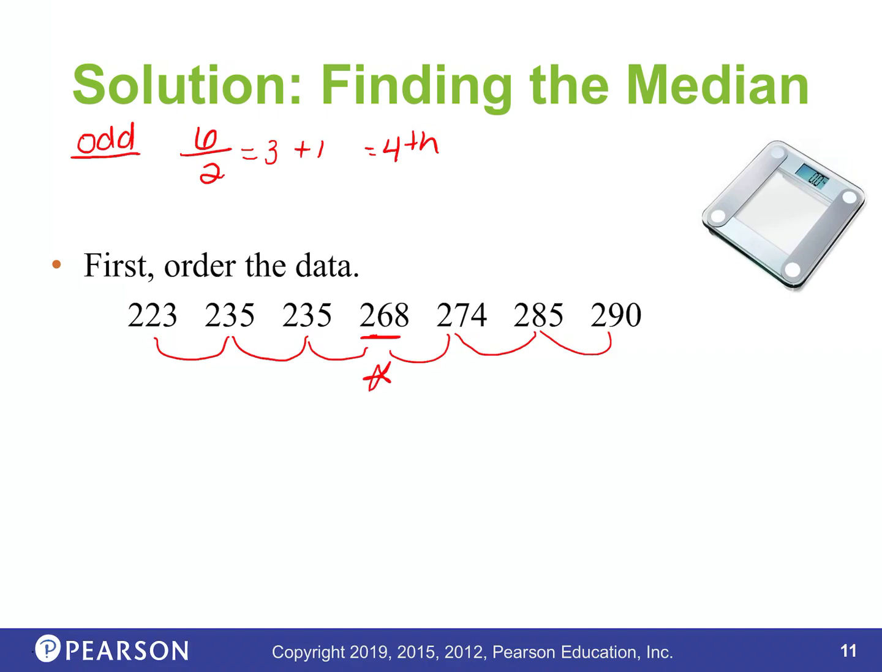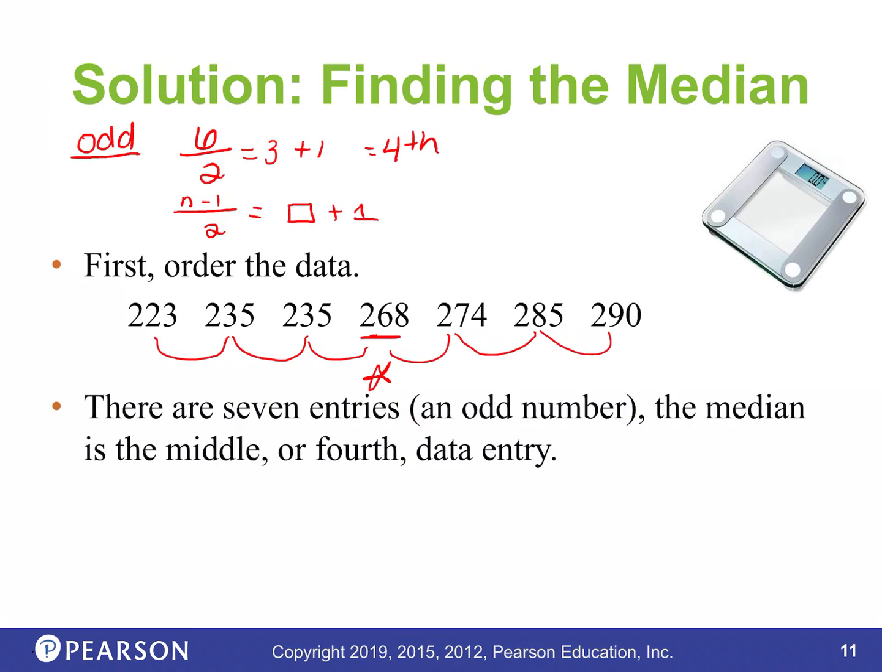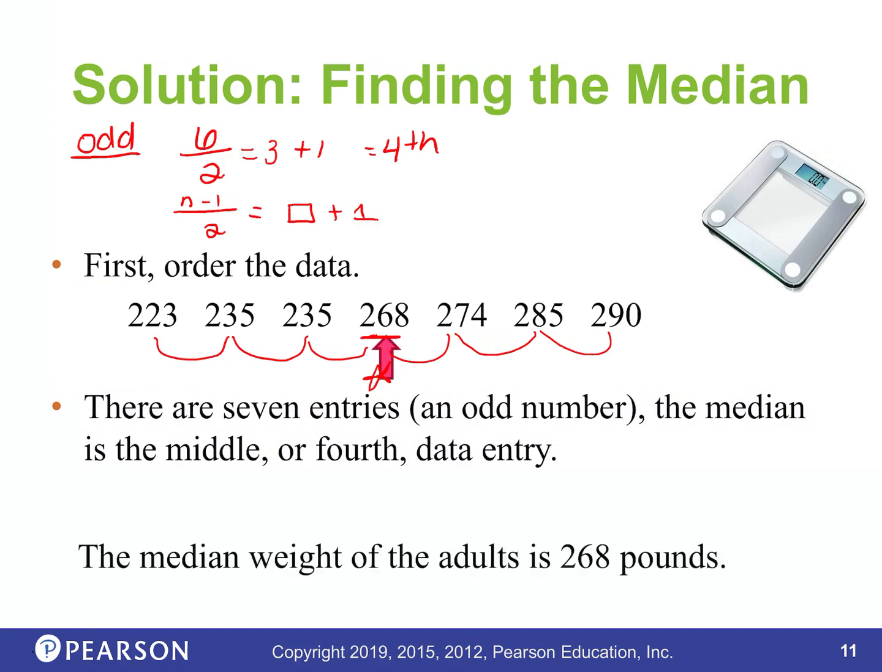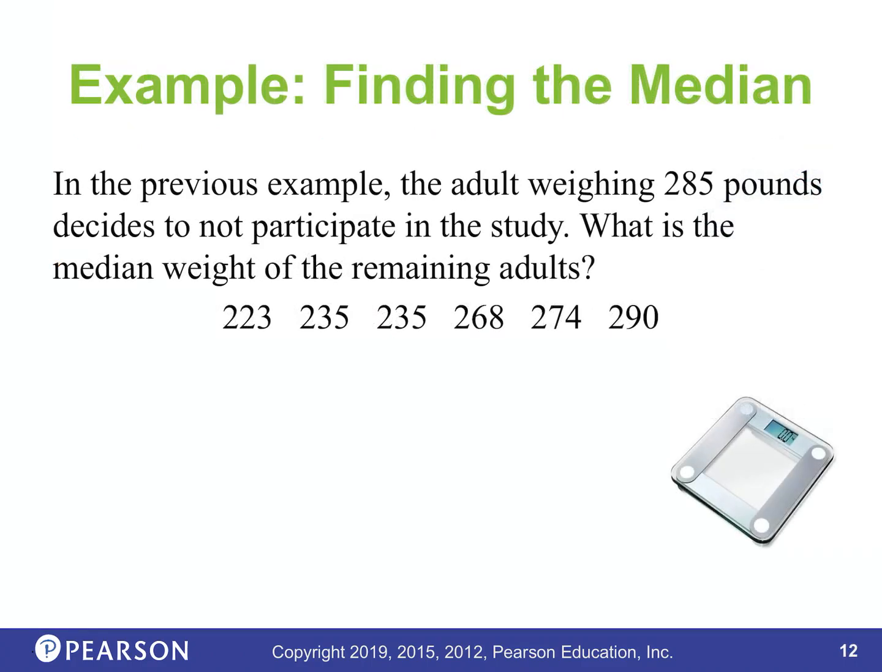So what I said above is, whatever your entry is, n minus 1 divided by 2, you'll get a number. Whatever that number is, we're going to add 1. And this is if we have an odd number of data entries. There are 7 entries, an odd number. The median is the middle, or 4th data entry. The median weight of adults is 268 pounds.